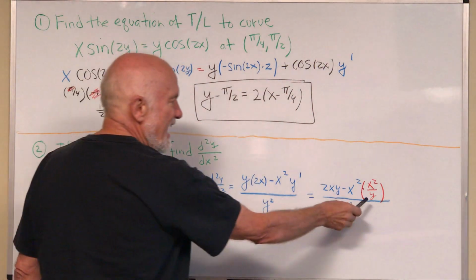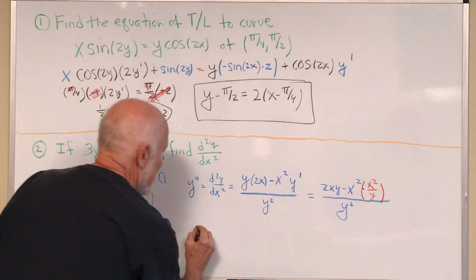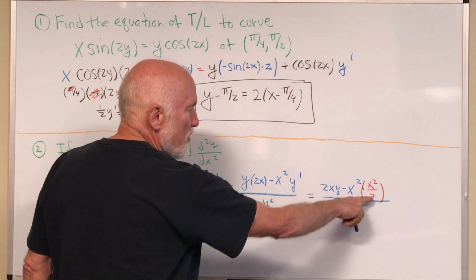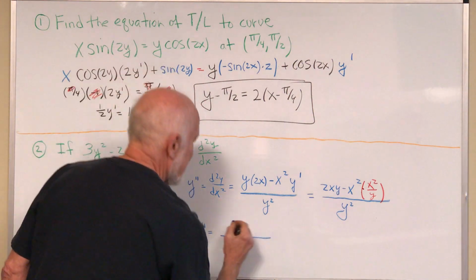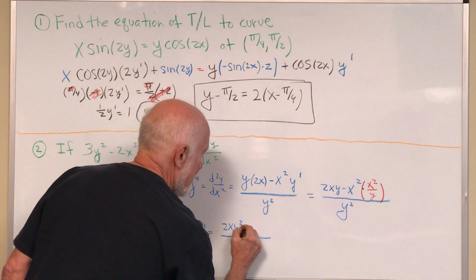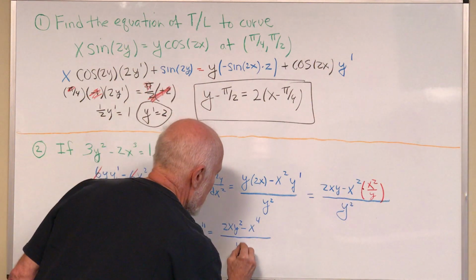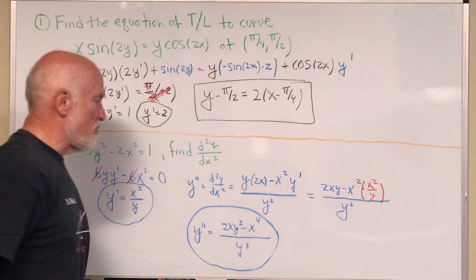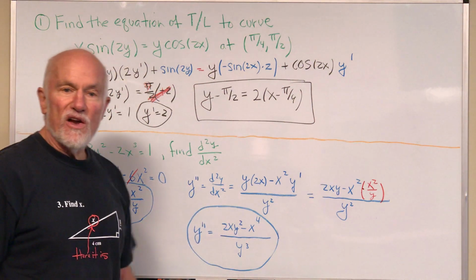But we really don't like to have complex fractions, fractions within fractions. So to simplify this just a little bit, I can multiply the numerator and the denominator by y. And I get 2xy squared minus x to the fourth all over y cubed. And now I've got a nice relationship where if you gave me any point on this curve, I could just plug it in there and get the second derivative.